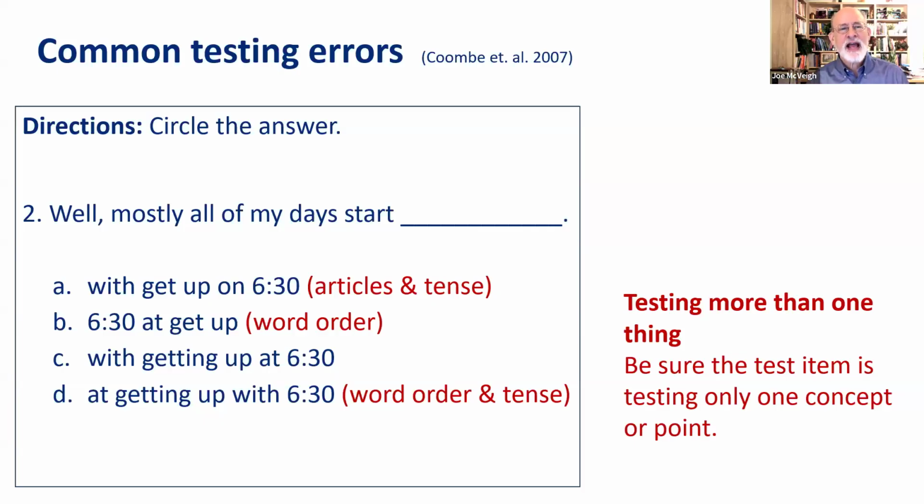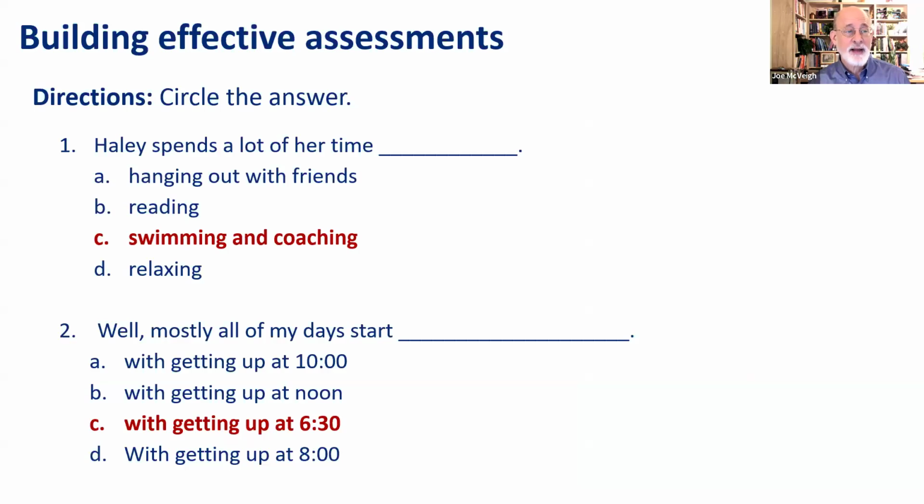So let's look at how these questions could be constructed in a better way. So look at question 1. Haley spends a lot of her time, and then our response options would be hanging out with friends, reading, swimming and coaching, or relaxing.